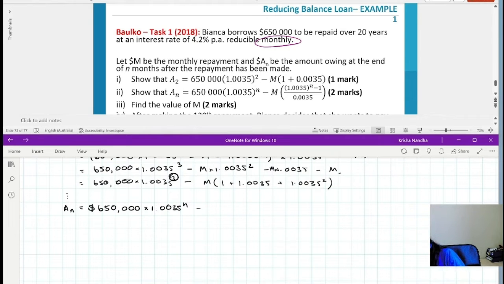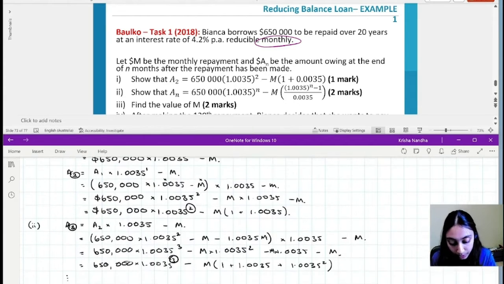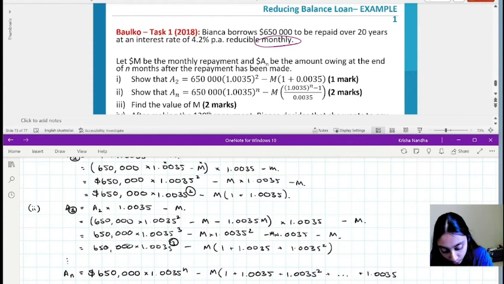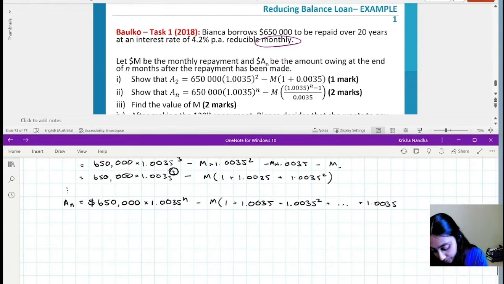And then on the right-hand side, it'll be minus m, 1 plus 1.0035 plus 1.0035 squared plus blah, blah, blah, plus 1.0035. The power, let's take a look at the power. So when n is equal to 3, the greatest power on this over here is 3 minus 1, 2. And same over here, when a is 2, the greatest power is 1. So it'll be n minus 1.